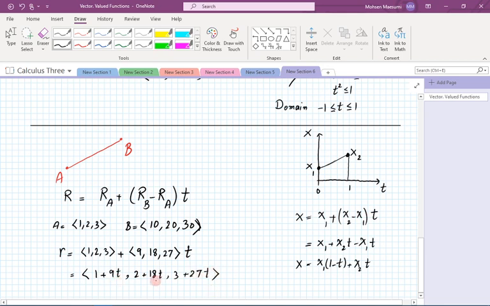When time is 0, well, all these portions disappear and we are at the location 1, 2, 3. That's our starting point. When time is 1, this becomes 10, this becomes 20, this becomes 30. We have reached the location B. So to go from one point to another point in a unit of time on a straight line, the formula would be something like what we just wrote here.